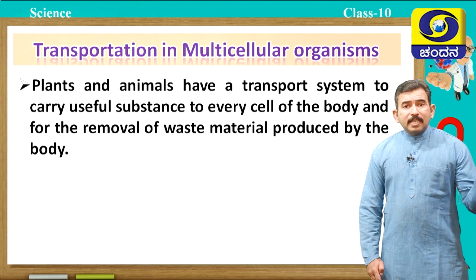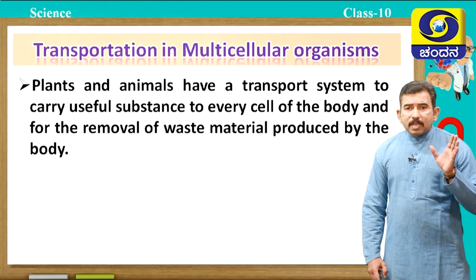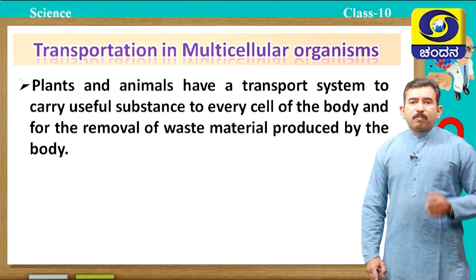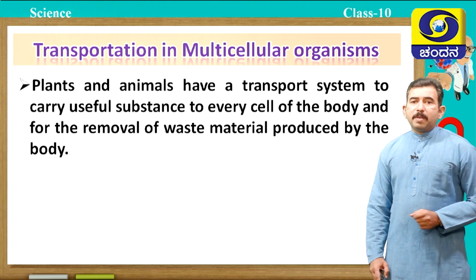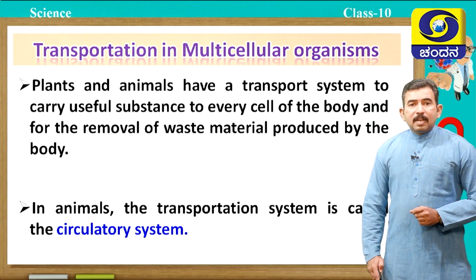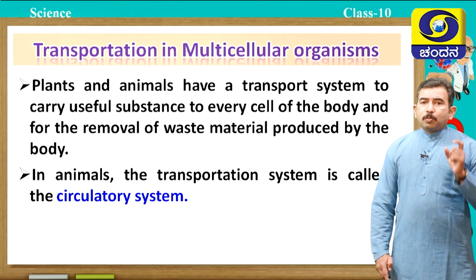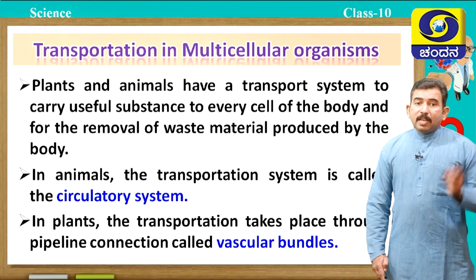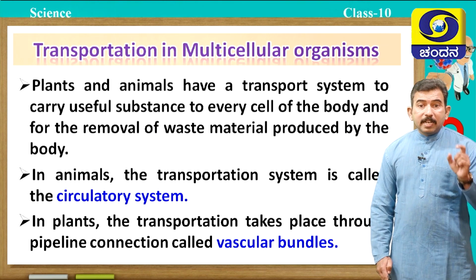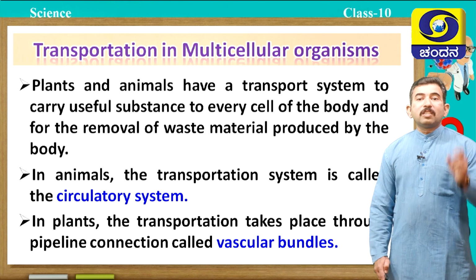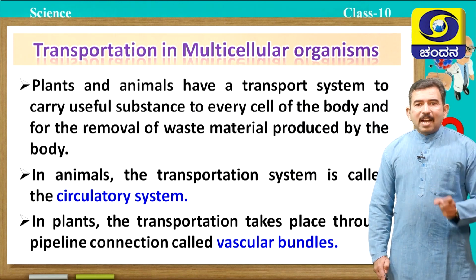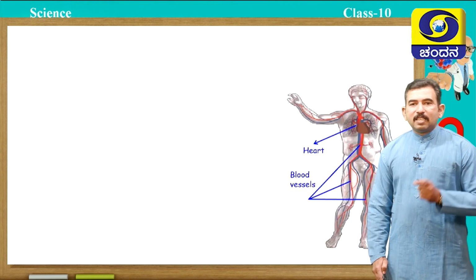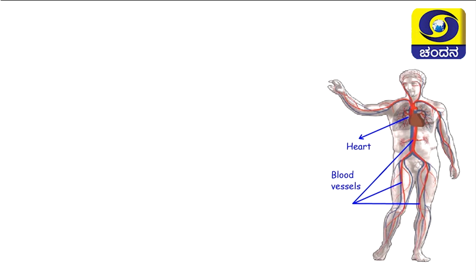Students, plants and animals have a well-developed transport system to carry useful substances to every cell of the body and for the removal of waste material produced by the body. In animals, the transportation system is called the circulatory system. In plants, transportation mainly takes place through conducting tissues, xylem and phloem, collectively called vascular bundles. Next, let us discuss transportation in human beings.